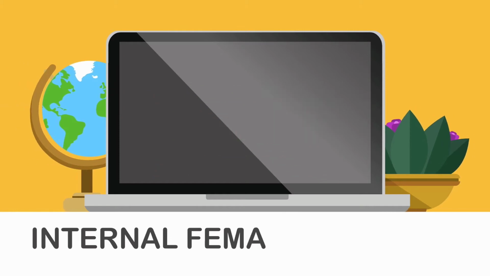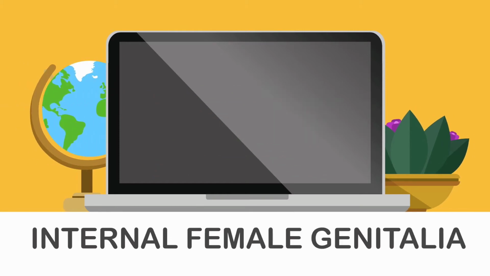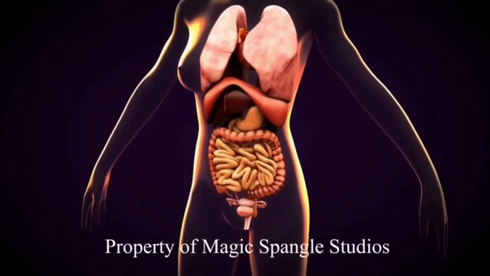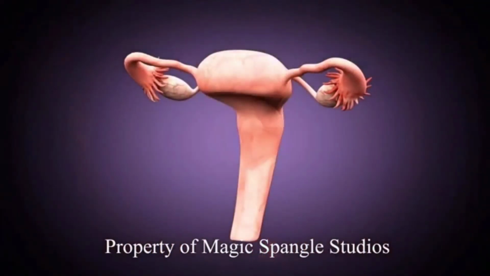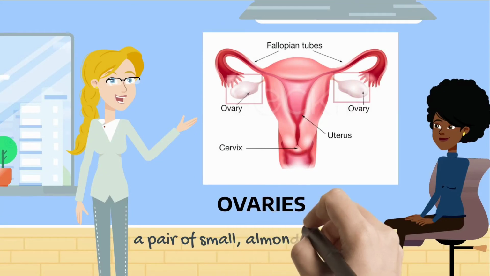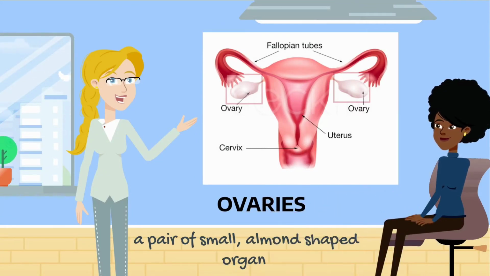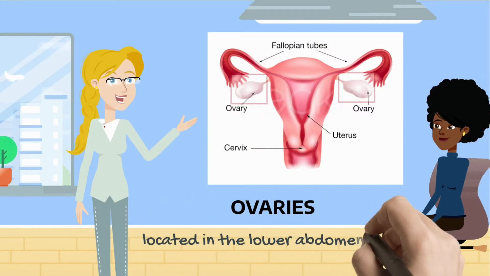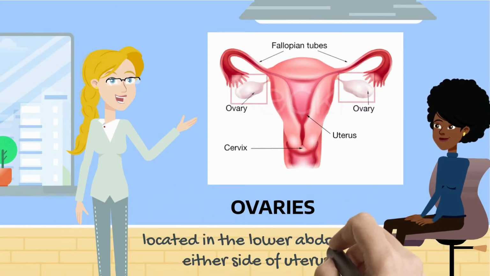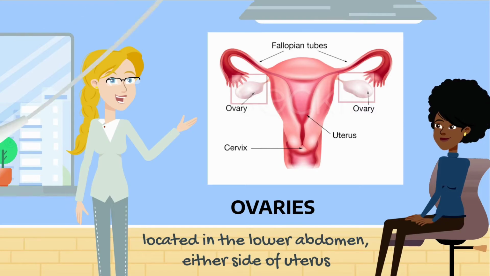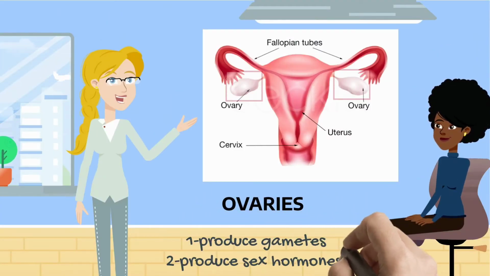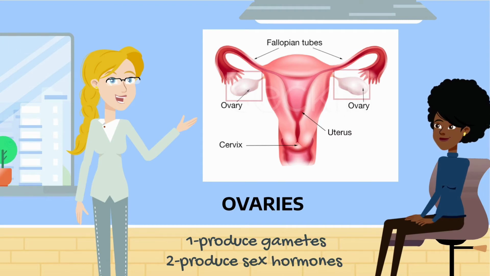Internal female genitalia are located within the pelvic cavity. Ovaries are a pair of small almond-shaped organs. They are located in the lower abdomen, on either side of the uterus. Ovaries function to produce the gametes and produce the sex hormones such as estrogens and progesterone.